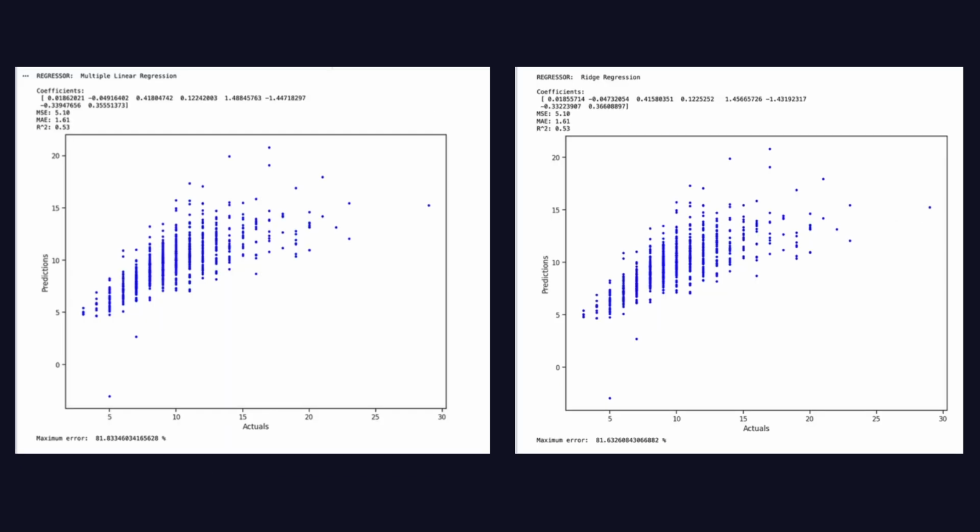So first, take the multiple linear regression as an example. We have a few indicators to look at: the R-square, MSE, MAE, maximum error rate, and coefficient matrix. In short, R-square, the larger the better. MSE, MAE, maximum error rate, the smaller the better.